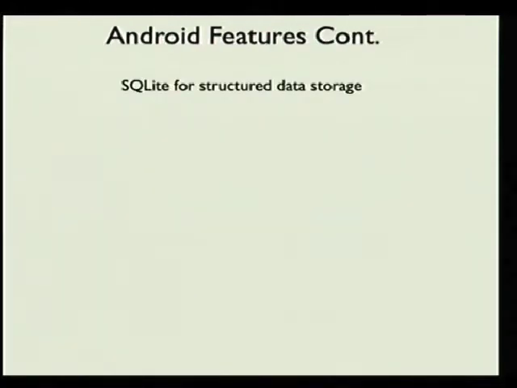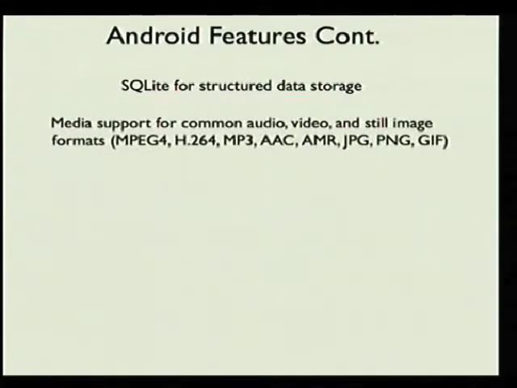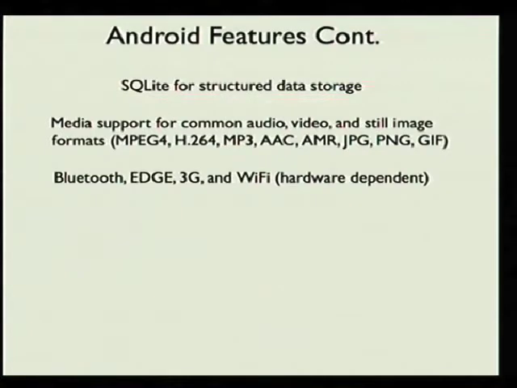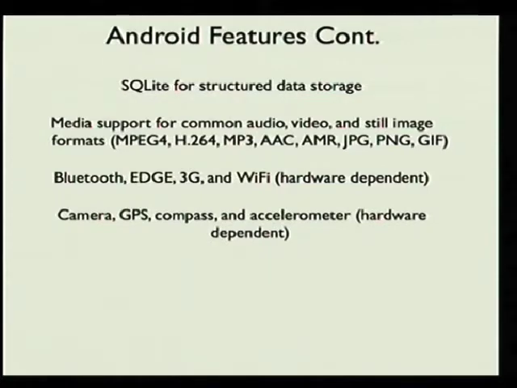SQLite for storing data. Media support for a whole range of different codecs. Bluetooth, Edge, 3G, and Wi-Fi. But they always say, if you have to assume one thing, assume that the connection is slow. So always develop for slow connection. Camera, GPS, compass, and accelerometer.